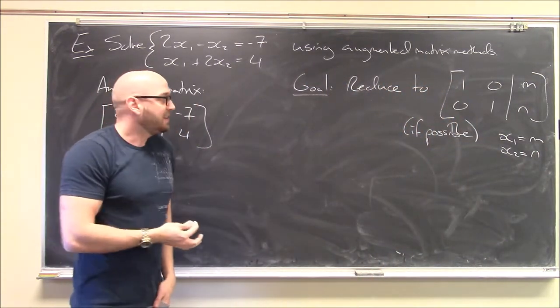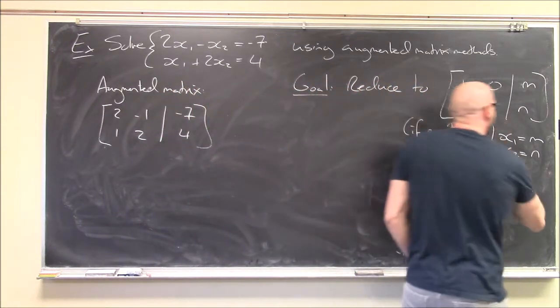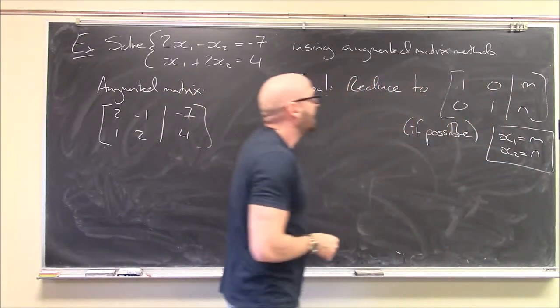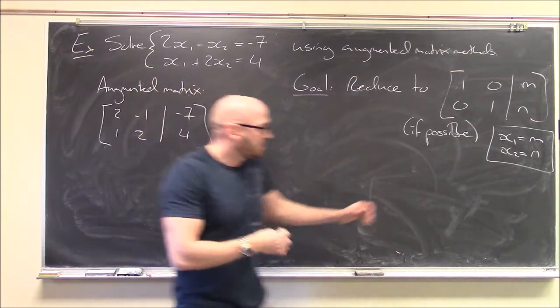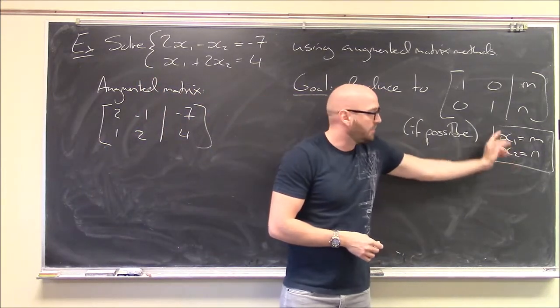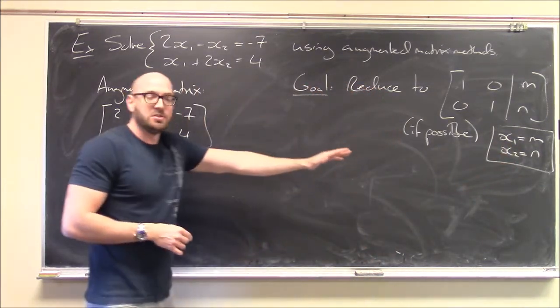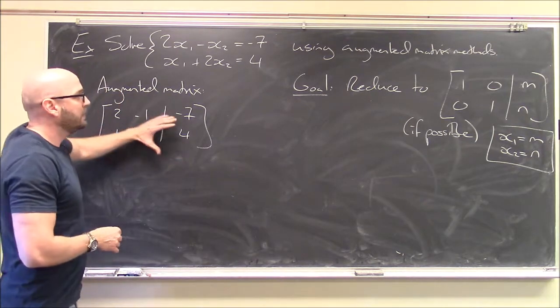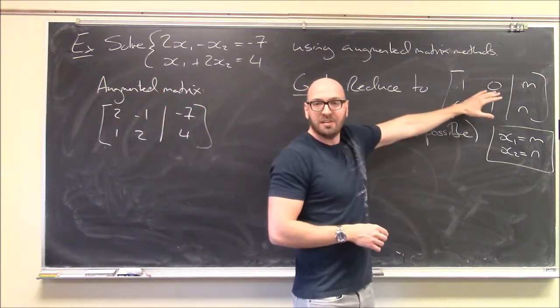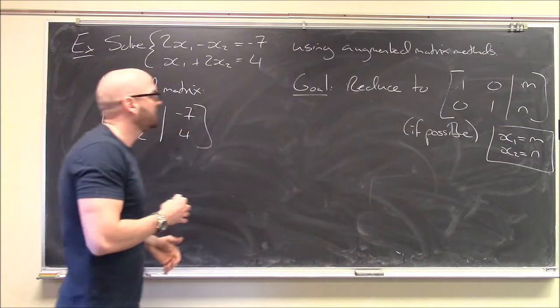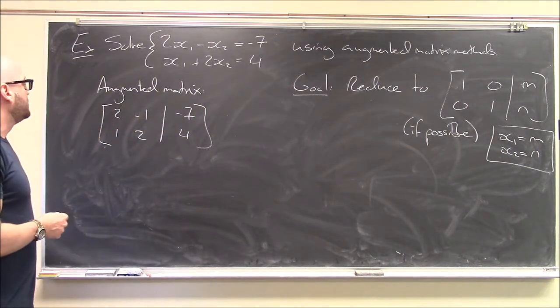And then there's nothing to do. That's my solution, right? This is the solution. x1 equals m, and x2 equals n. Again, we used to call these x and y, but now it's our variables x1, x2. But there's my solution. So if I can transform this into this, then I have my solution staring me in the face. So that's what we're going to try to do.